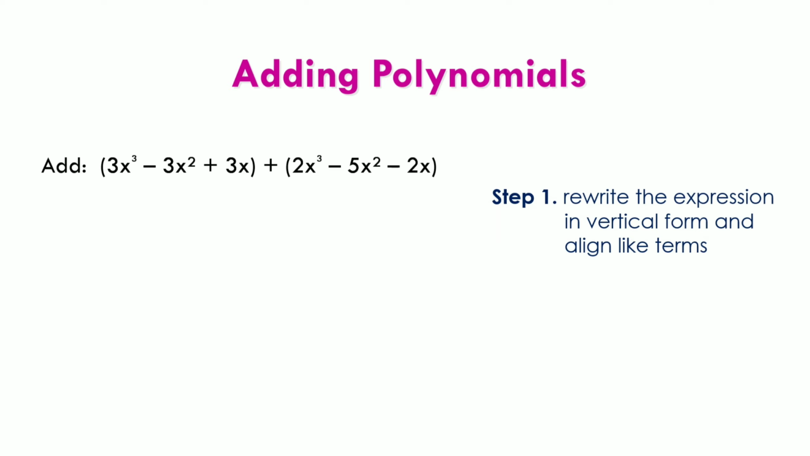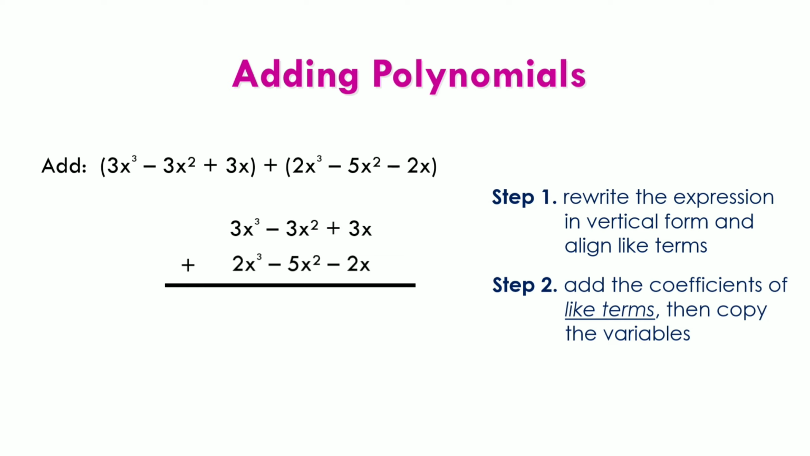Here's another example. We have to add 3x raised to the power of 3 minus 3x raised to the power of 2 plus 3x to 2x raised to the power of 3 minus 5x raised to the power of 2 minus 2x. Again, step 1, rewrite the expression in vertical form and make sure that you align the like terms. Step 2, add the coefficients of the like terms, then copy the variables. Let's start here. That's 3x plus negative 2x. The answer is positive 1x, or simply positive x.